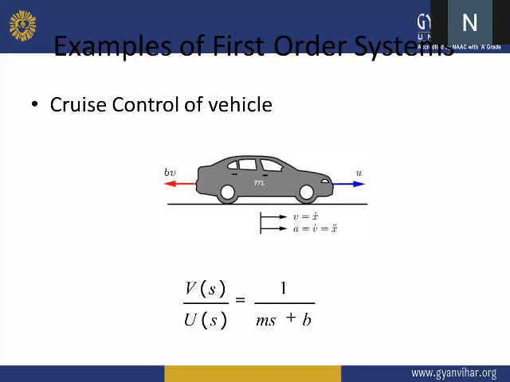X is your displacement with respect to time. That means the velocity will be dx upon dt, and acceleration will be equal to d squared x upon dt squared. So if we establish the output upon input relationship, it will be equal to 1 upon ms plus b, where m is the mass of the motor of the machine or the car, and b is the friction loss.